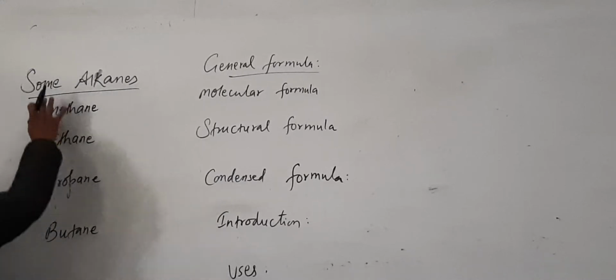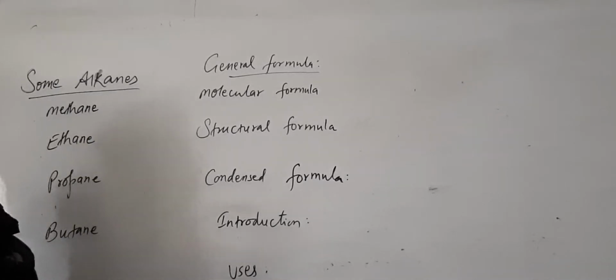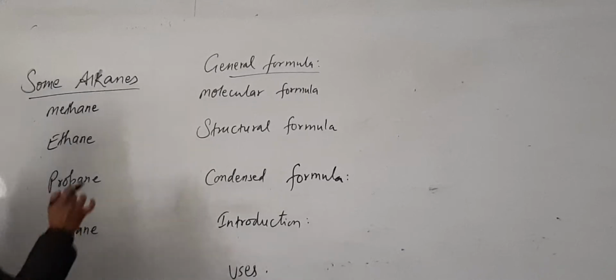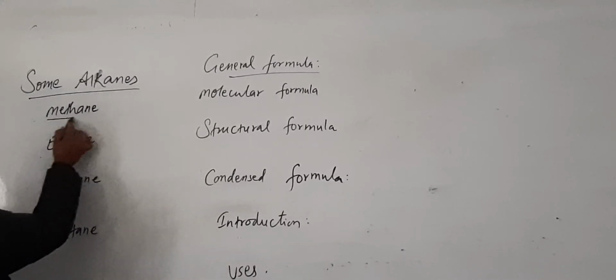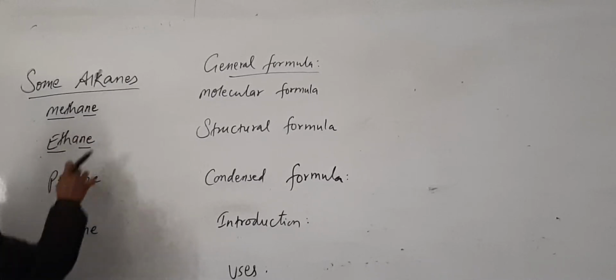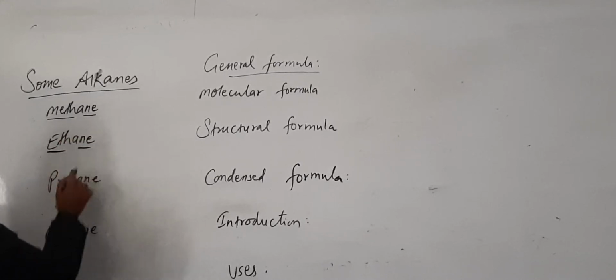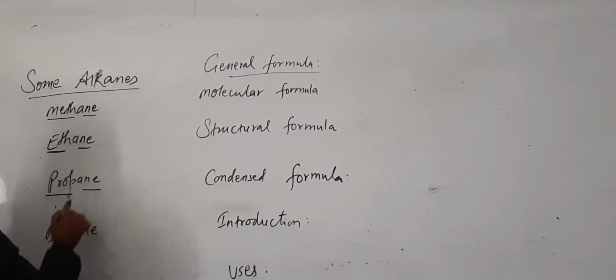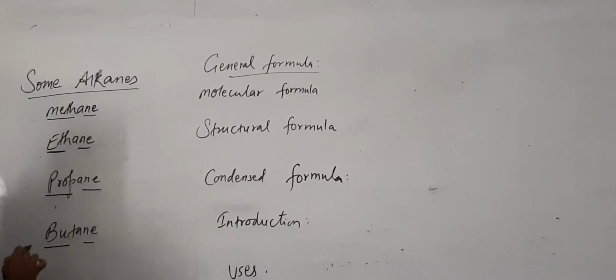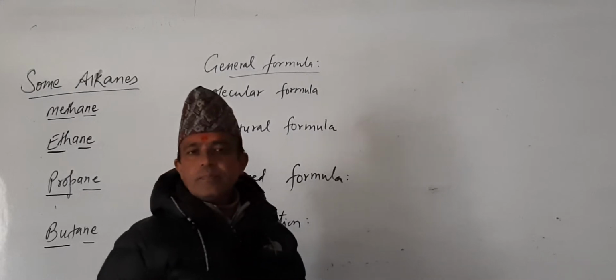It is already given some alkanes. Remember, alkanes are saturated hydrocarbons where the carbon atoms contain single covalent bonds. We discussed earlier about root word and suffix. First one is root word meth, suffix ane. Root word eth, suffix ane. Root word prop, suffix ane. Root word but, suffix ane. Students, can you tell me what is the general formula of alkane?